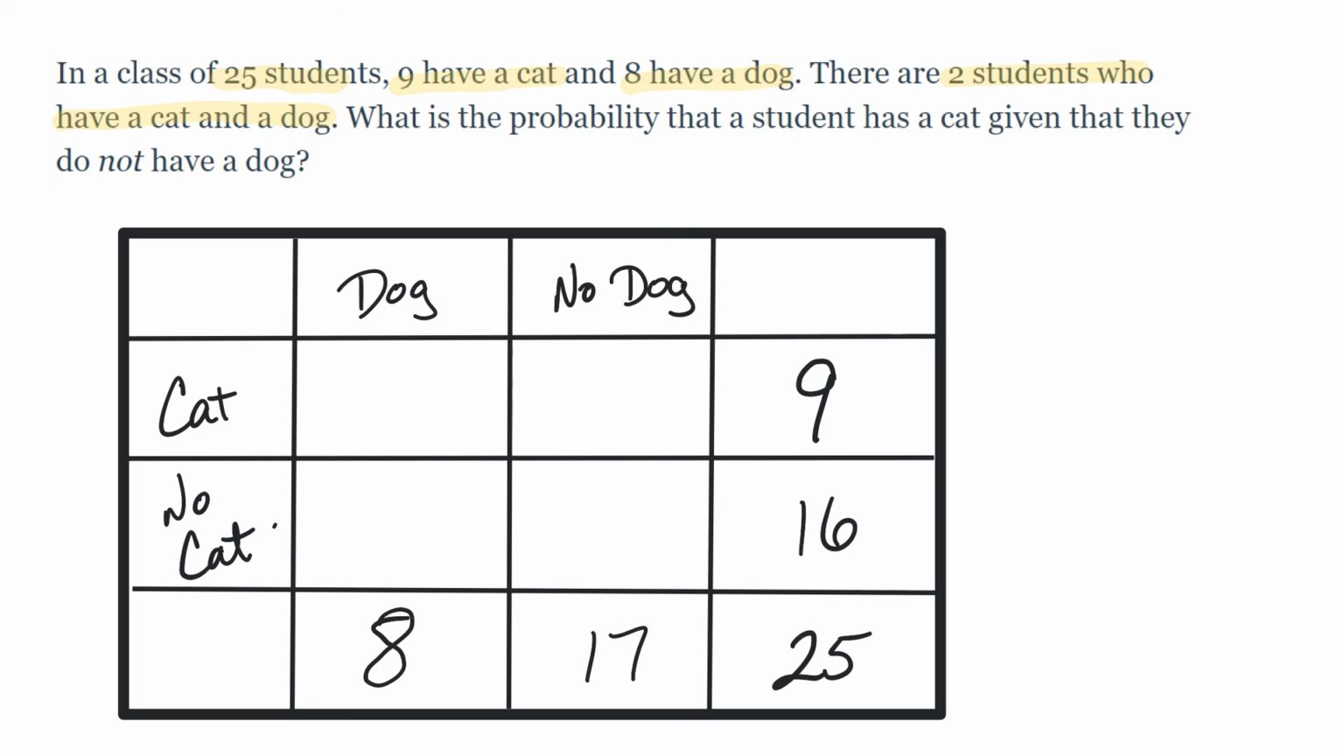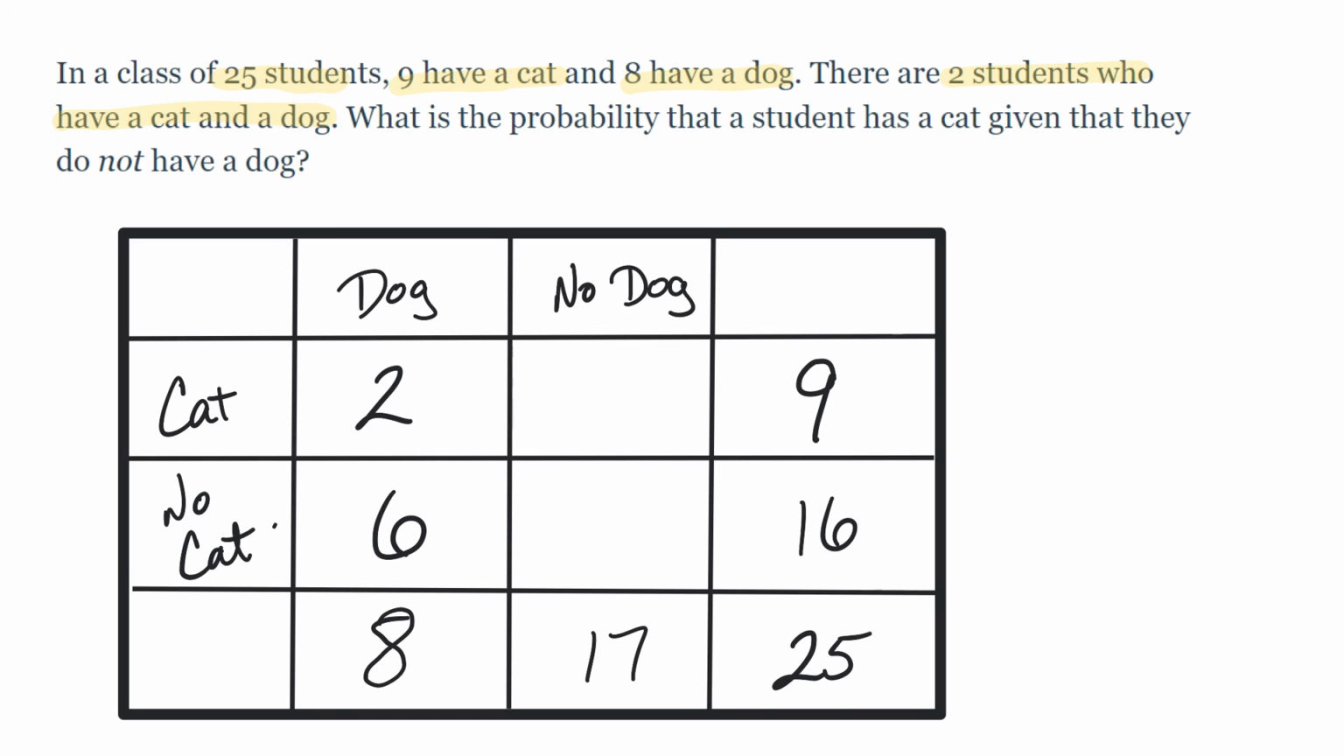So the last bit of information we have here is 2 students have cats and dogs. So that would be these 2 right there. That is the intersection of the 2 columns, the cat row and the dog column. So that's why we chose to put that there. Well, if of the 8 dog people, 2 of them have cats, that means 6 of them do not.